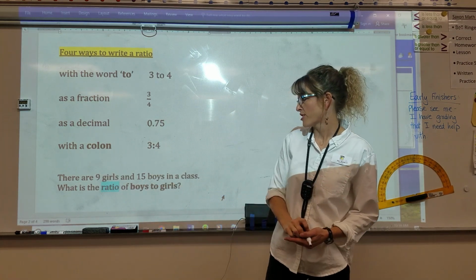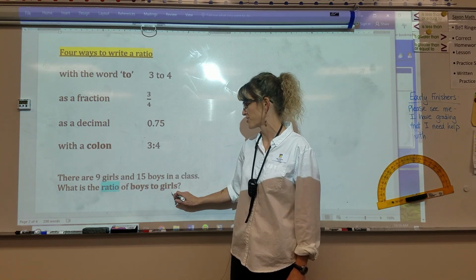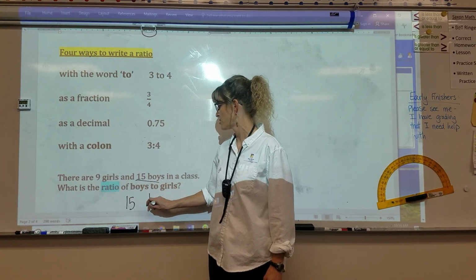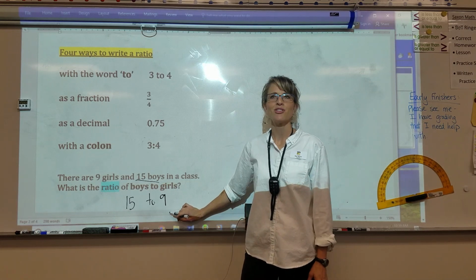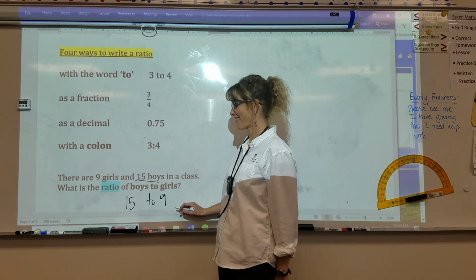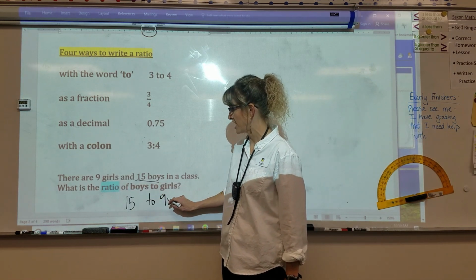So let's do a problem. There are 9 girls and 15 boys in a class. What is the ratio of boys to girls? So boys is listed first, so we have to do 15 to the girls, which is 9. We say 15 to 9, but I have to do something before I write my final answer. Simplify. Good. Simplify or reduce. What's my greatest common factor of 15 and 9?